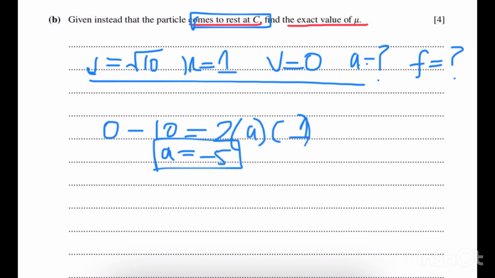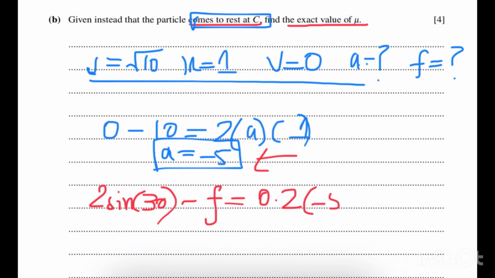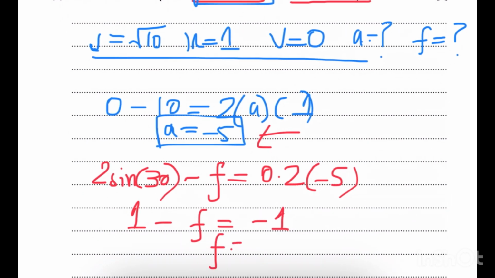Now we can use the acceleration, the forward force, to find out the value of friction using the forces formula. So the forward force will be a component of the weight. I'm just pulling it rightward, so that was 2 sin 30, and minus friction, which was a resistive force, and the mass, which was 0.2, and acceleration, which we found out as minus 5. So 1 minus friction is equal to minus 1. This makes the value of friction equal to 2.